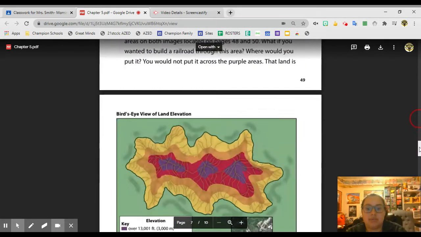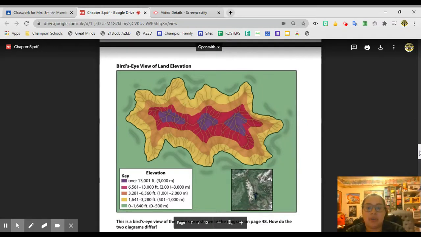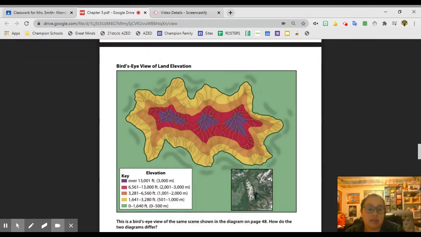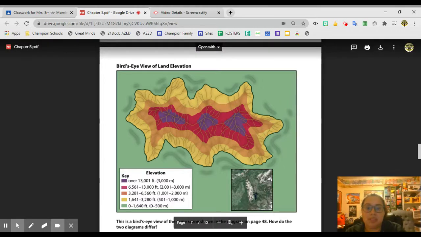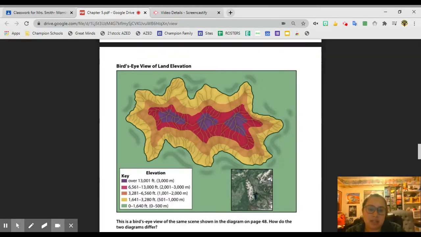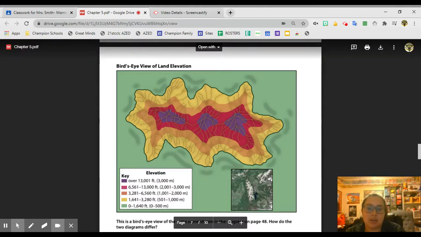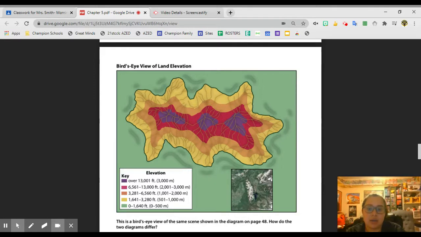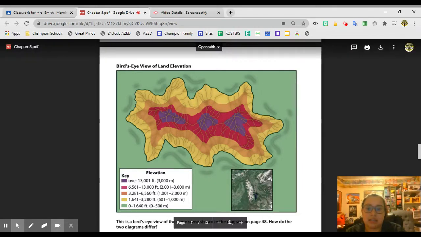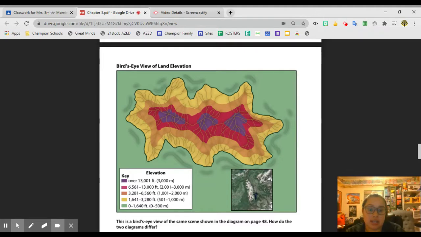And if we look at page 50, we're getting a bird's eye view. So this is if we were flying from above, we can see what the picture looks like of the actual Earth, but this physical map kind of helps us see it better. We can see what part of the mountains are the highest, where is the land and mountains the lowest in elevation.